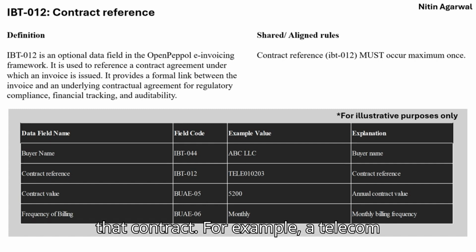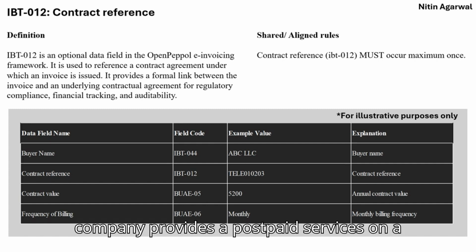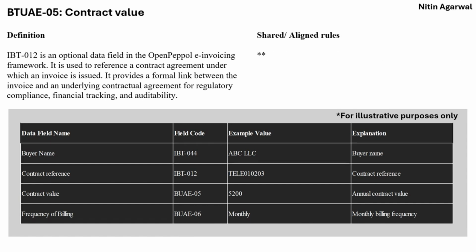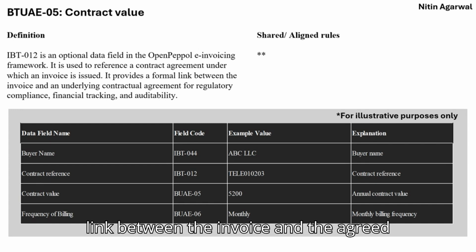For example, a telecom company provides postpaid services on a 12-month contract and issues monthly invoices. The contract reference TEL 010203 allows the buyer, seller, and the tax authority to track the invoices to the original agreement. BTUA 05 ensures transparency in continuous supply transactions by referencing the total contract amount. It is used in conjunction with IBT 012 contract reference to establish a clear link between the invoice and the agreed contract value.